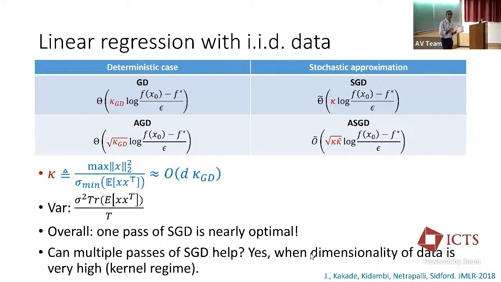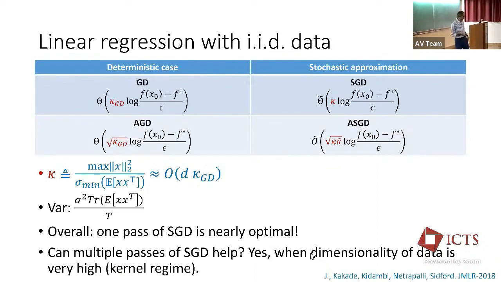That is, if your dimensionality is very, very high, and there is some special property or geometry in your data, then you can get faster rates than this. Again, if you're interested in this, there is some very interesting work by Francis Bach and his students. You can take a look at it. So this is the picture for IID data.